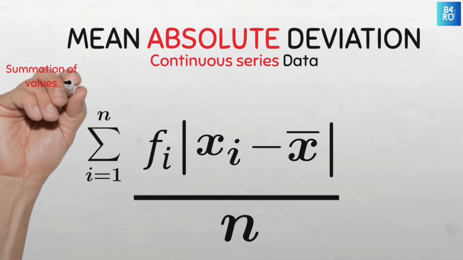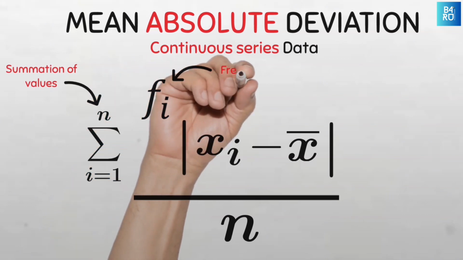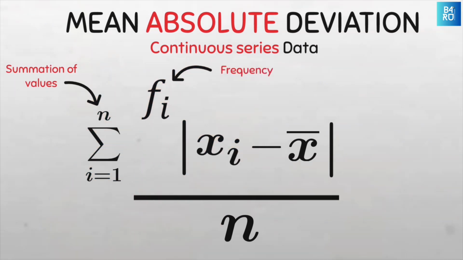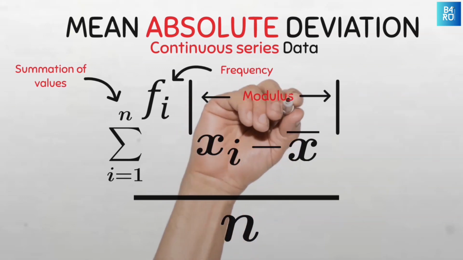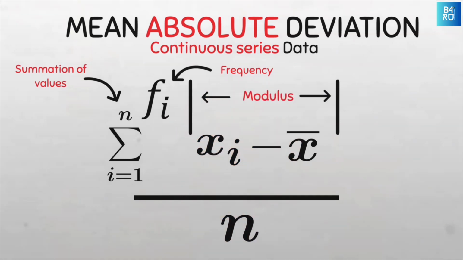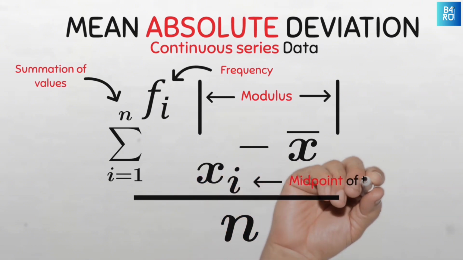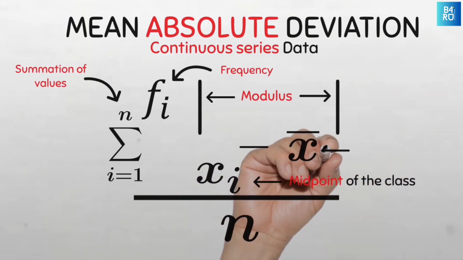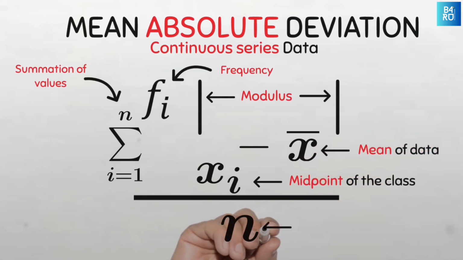Sigma here is the summation of the values from the first to the last. F sub i is the frequency of occurrence of each of the classes or groups. The double lines are called modulus. They represent the absolute value of whatever is within it. X sub i is the mid value or midpoint of the class interval. X bar is the mean of the continuous series data, which has its own formula, and n is the total number of data values.